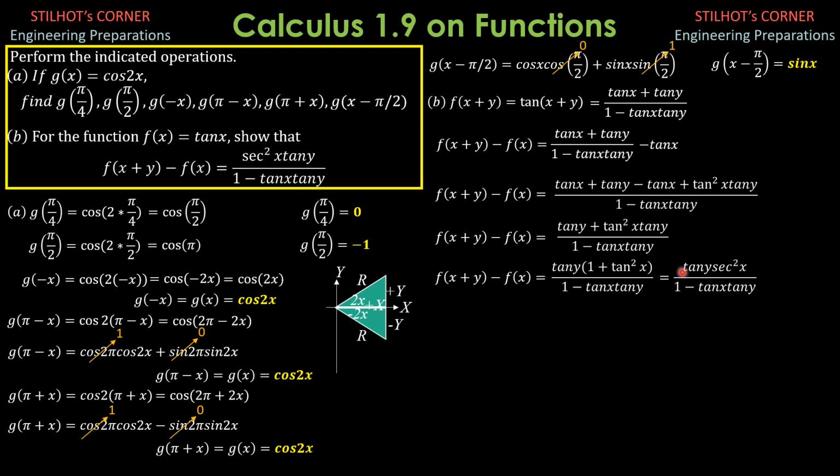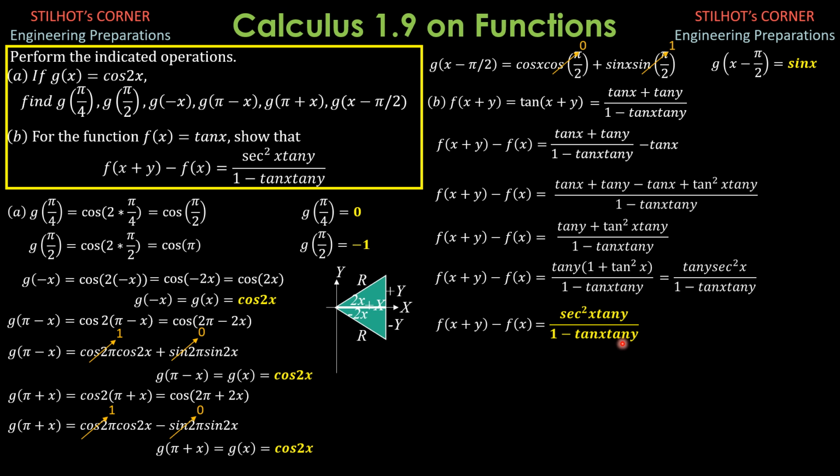Then we just change position anyway by commutative law for multiplication. So f of quantity x plus y minus f of x therefore is secant square x tangent y all over 1 minus tangent x tangent y. So that's it for this video.